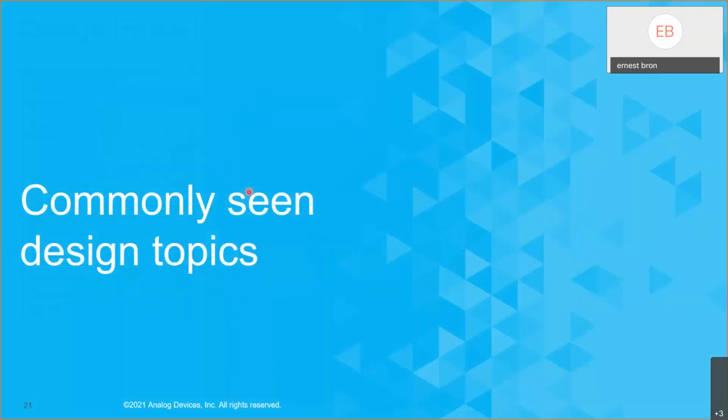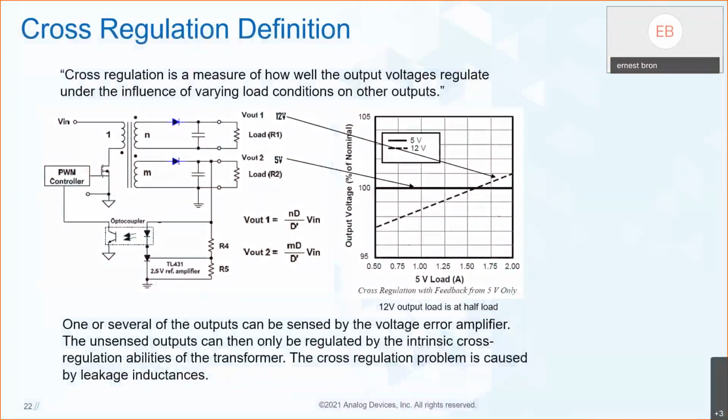I need to speed up, I guess. So, commonly discussed topics once you have a design. One of the more common things we see is cross-regulation. So people make a flyback because of the ability to do multiple rails in one design. You see the principle here. We have one controller. We have output 2. We have the feedback here with the opto. So this is actually still an old principle.